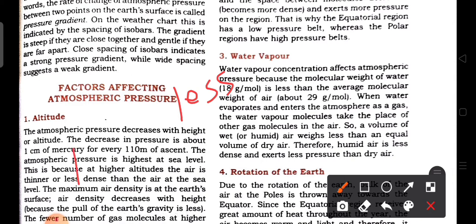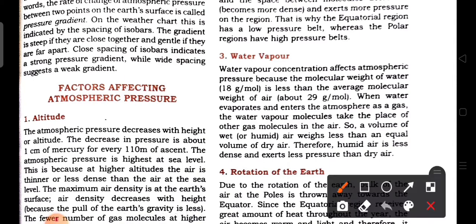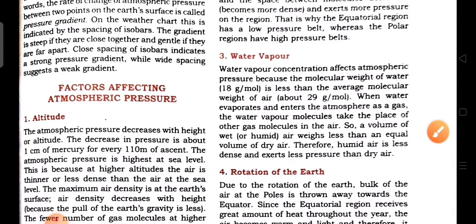So the water laden air, the air which contains water vapor, is lighter than dry air. Therefore, the humid air is less dense and exerts less pressure. As we know, if the air gets dense, it exerts higher pressure, and if the air is less dense, then it exerts lesser pressure than the dry air.